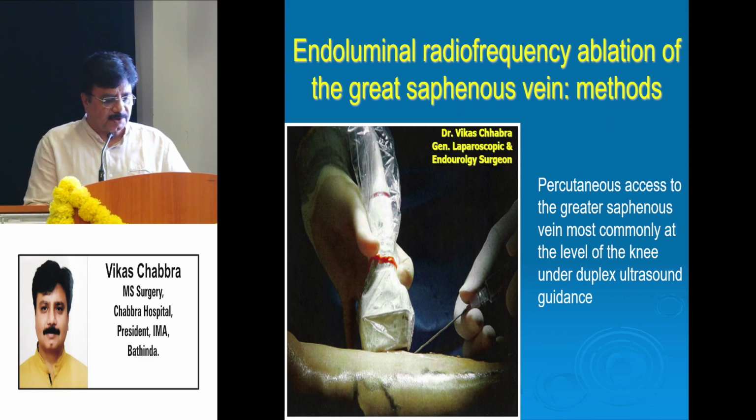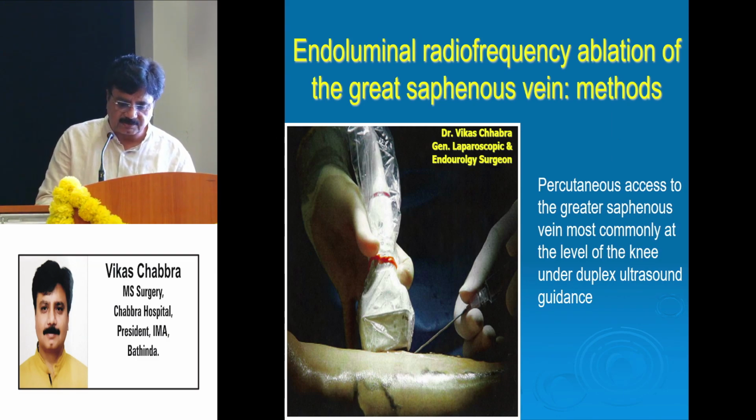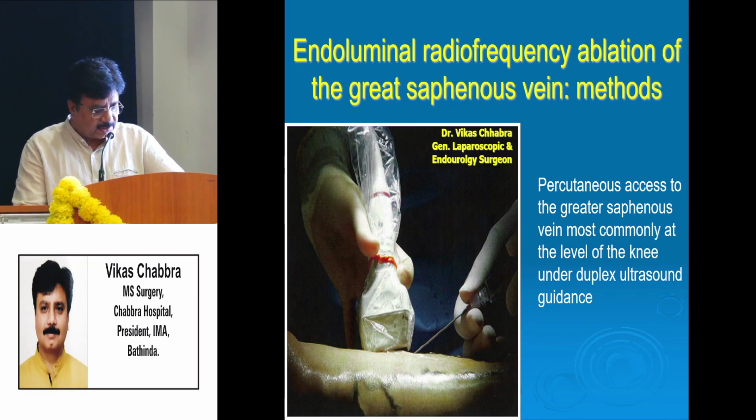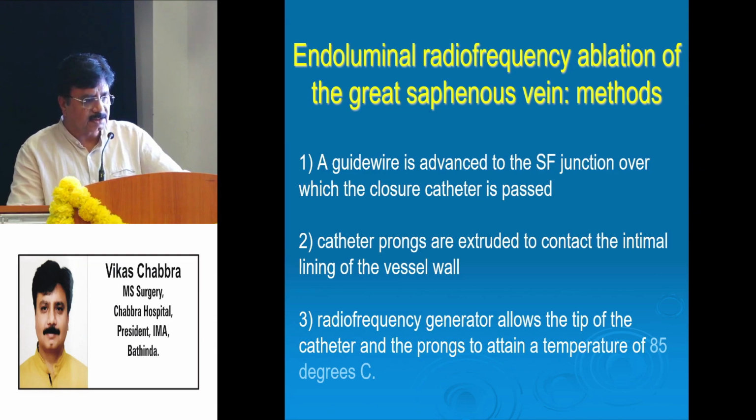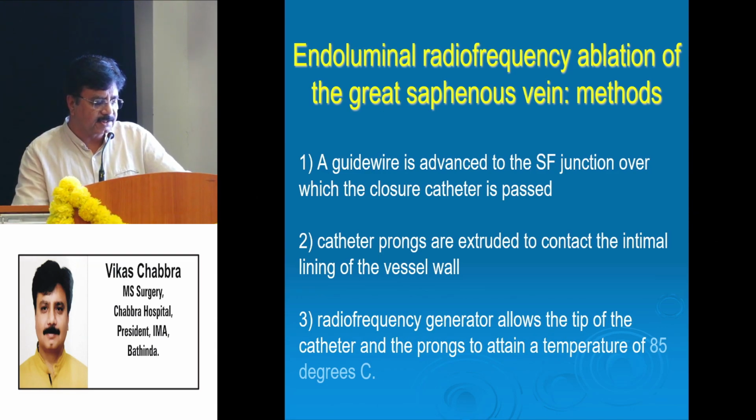Now coming to the endoluminal radiofrequency ablation of the great saphenous vein method. Under sono guidance, we put a 16 gauge cannula just above the knee under duplex ultrasound. Then we put a guide wire through this, which we trace up to the saphenofemoral junction, and over that guide wire we push a sheath, and through ultrasound guidance we make sure that it remains 3 cm distal to the saphenofemoral junction.